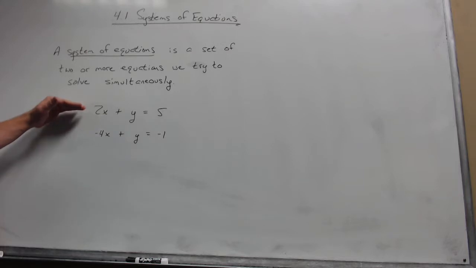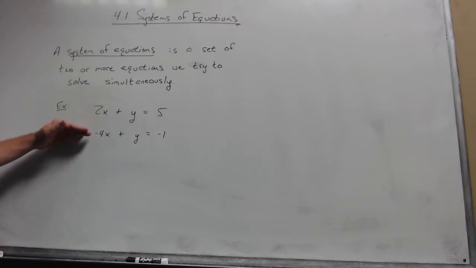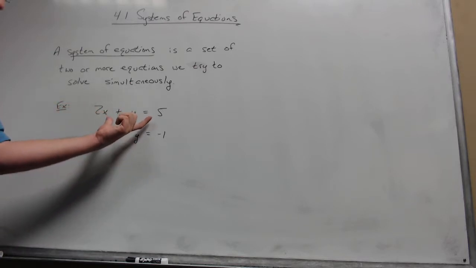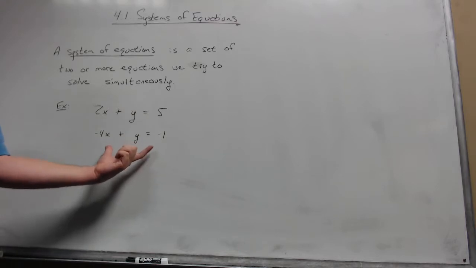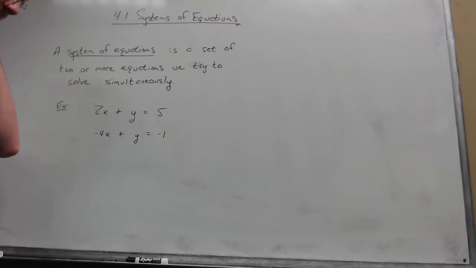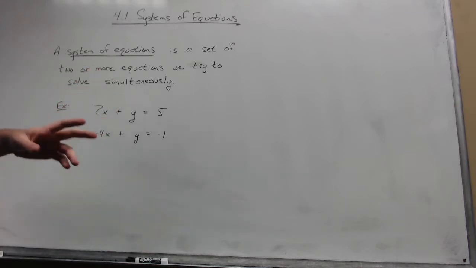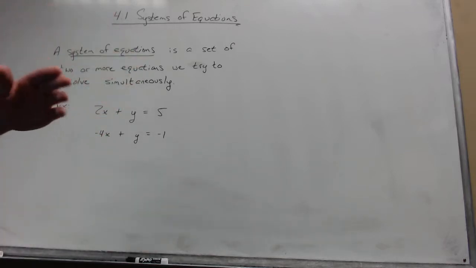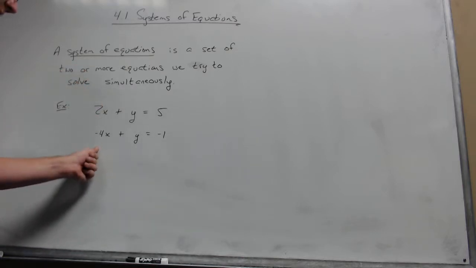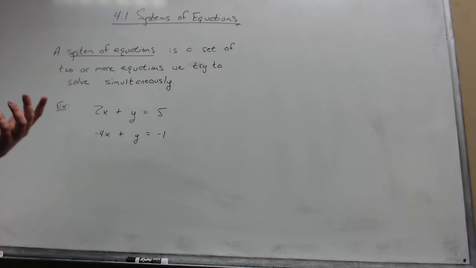So I'm going to try to find a solution to this equation and a solution to this equation simultaneously. That means I need an x and y value that makes the top equation true, and at the same time the same x and y will make the bottom equation true. Throughout section 4.1 and the next couple of videos, we'll look at three different ways to solve this. The first way is, let's take a look at these equations and do what we already know what to do.